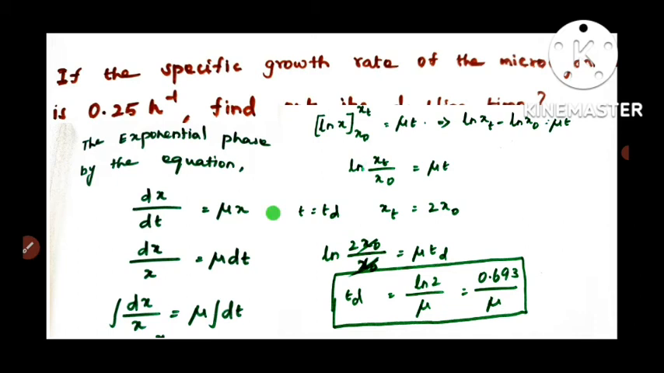The time t is equal to doubling time. So at doubling time, your concentration at any time t, xt, is equal to 2 x naught, where x naught is the initial concentration of your cell mass. So at doubling time, your concentration will double. Now just substitute this condition in the equation: ln of 2 x naught divided by x naught is equal to mu td. Here you have to substitute t = td. So td = ln 2 divided by mu. That is, td is equal to the final equation 0.693 divided by mu. So you should remember this formula to calculate the doubling time, that is, td = 0.693/mu. Then you can easily solve the problem.